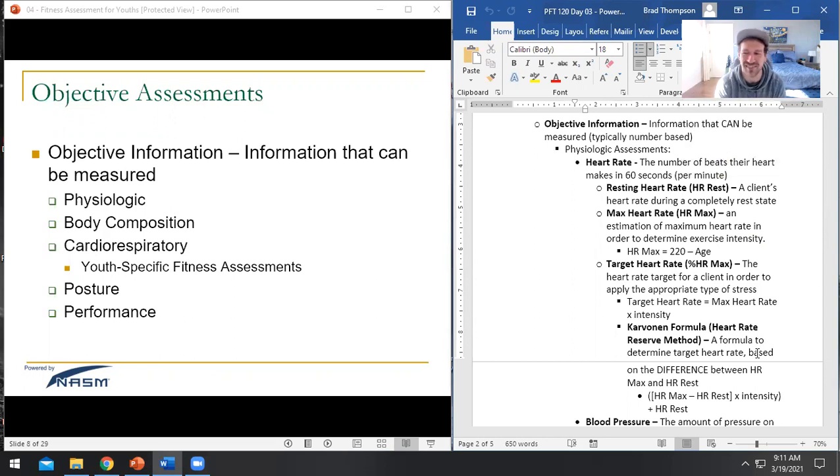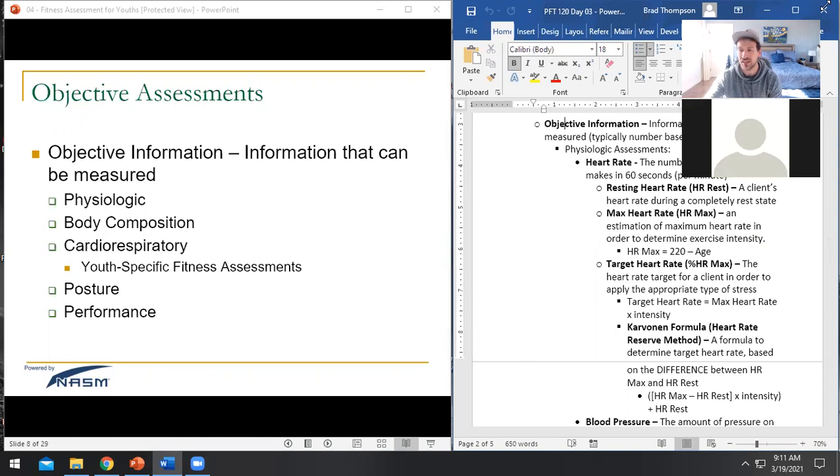All right. Next one we got is objective information, right? Objective information is information that can be measured. Okay, this is your very number-based information, right? If I asked Cody, what's your one rep max on the bench, right? You'd tell me a flat number, right?